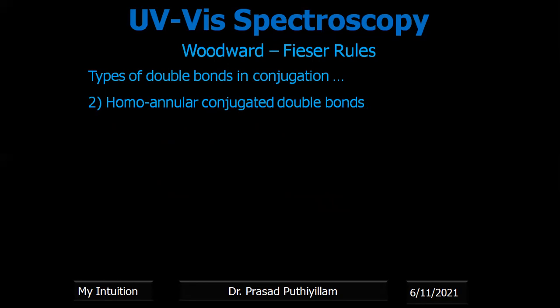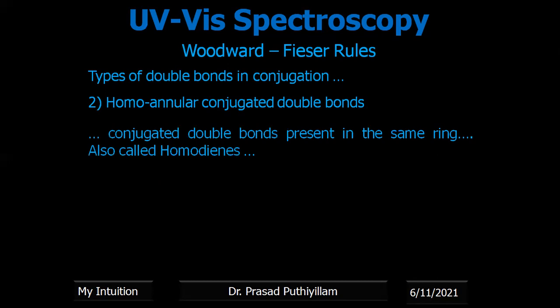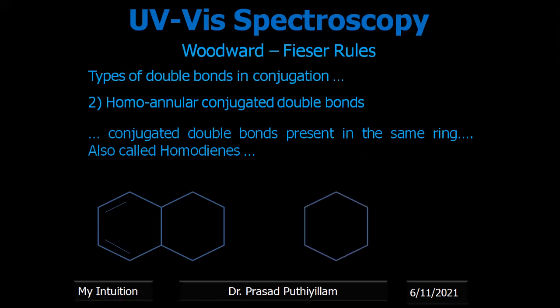Now the homoannular conjugated double bonds. What is homoannular? Annular means it is ring type. So conjugated double bonds present in the same ring are also called homodienes. If more than 1 ring is present in a molecule, that means the rings are fused. Like this, two cyclohexane rings are fused. Then I'm drawing two double bonds which are in conjugation: double bond, single bond, and double bond. Therefore we can call it a homoannular diene.